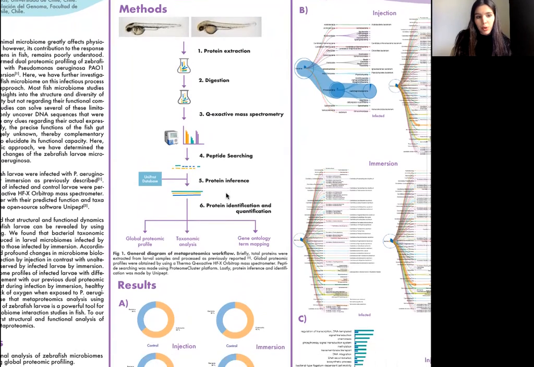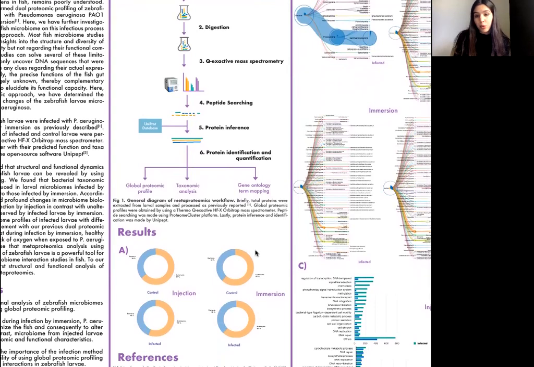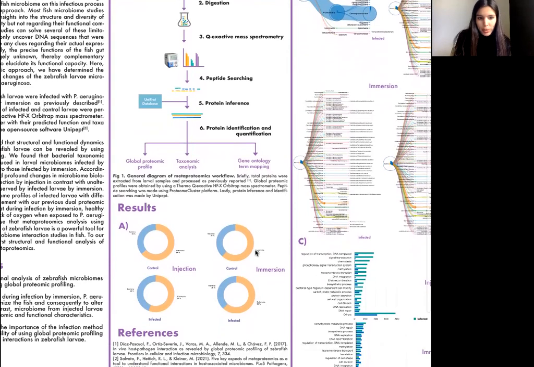And once we knew the proteins that were in the different samples, we were able to obtain a global proteomic profile to identify the taxa of each one of the proteins and also recognize the different functions in which the proteins were involved. After that, we obtained the following results. First of all, we can see the percentages of bacterial peptides that were identified in the different conditions.